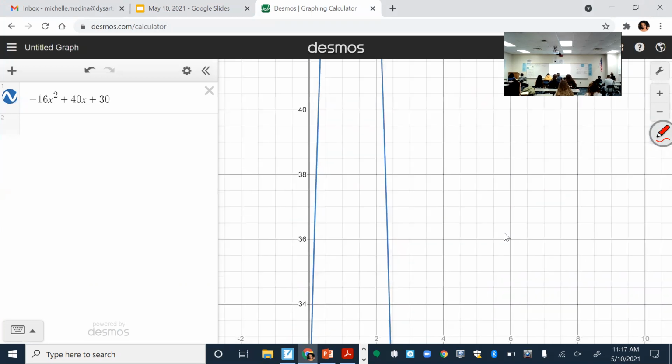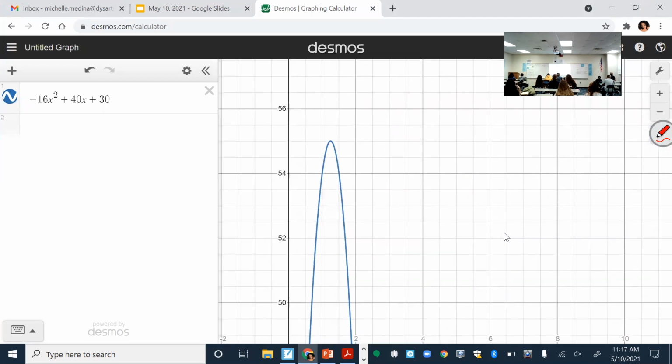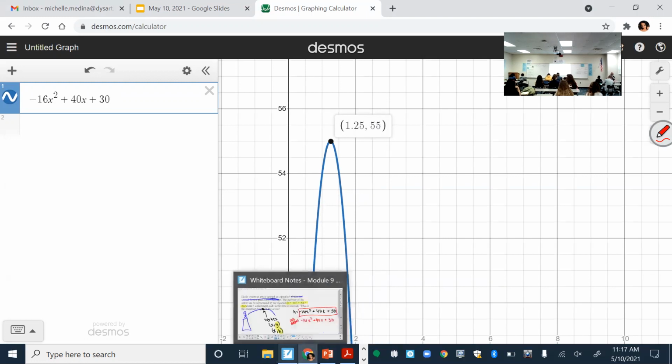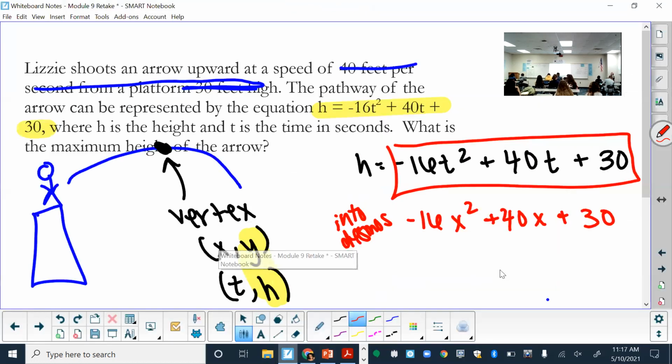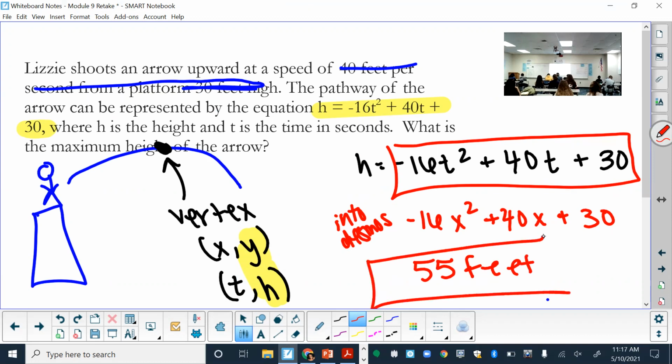All right, so look at the vertex, which is the tallest point of our graph. Hover over it. Now, what's the Y value of my vertex? 55. So the maximum height of the arrow is 55. Questions about that? Yes? All right, so our answer was 55 feet, because that is the Y value of our vertex. Questions about this one?